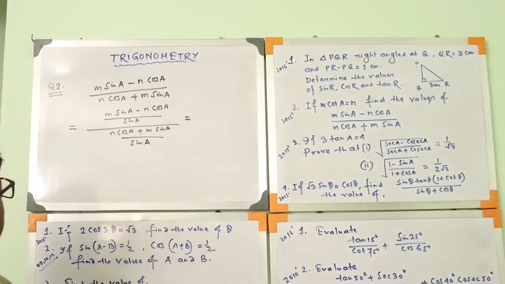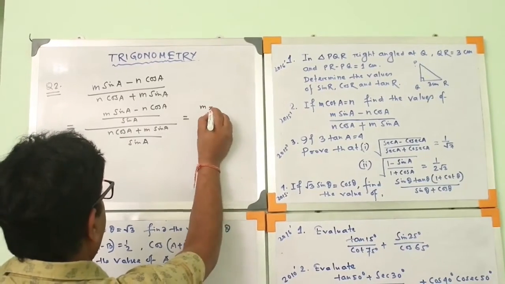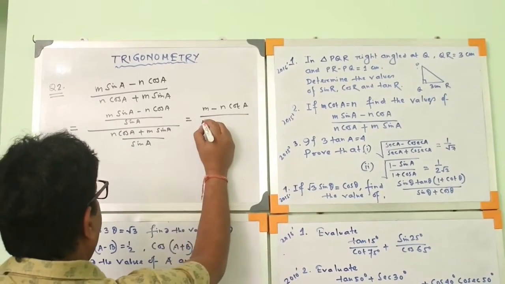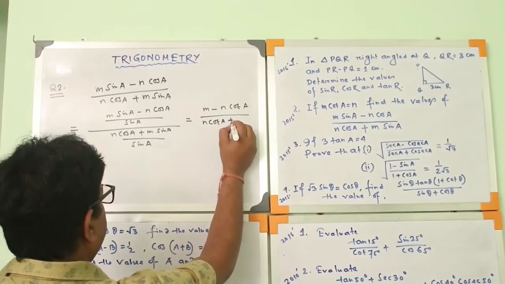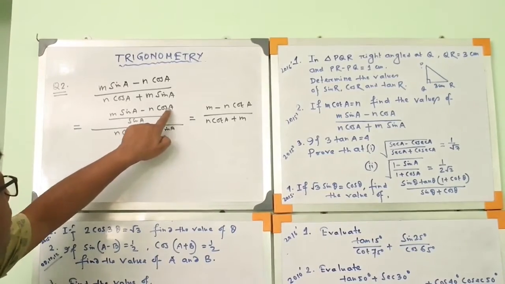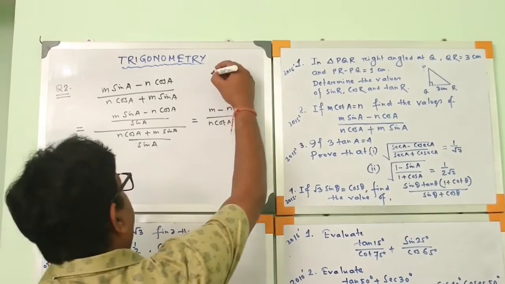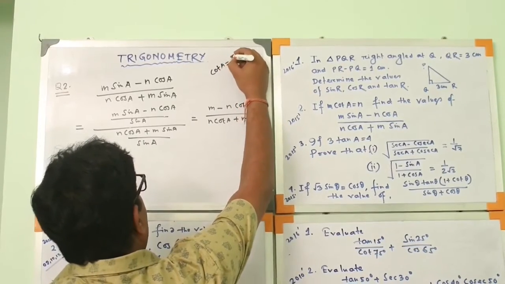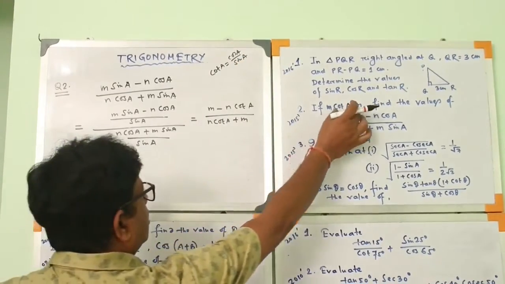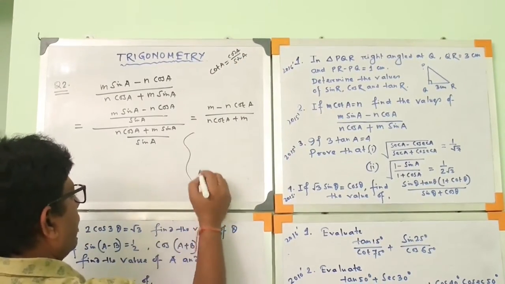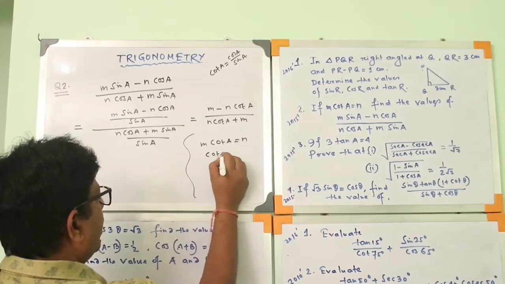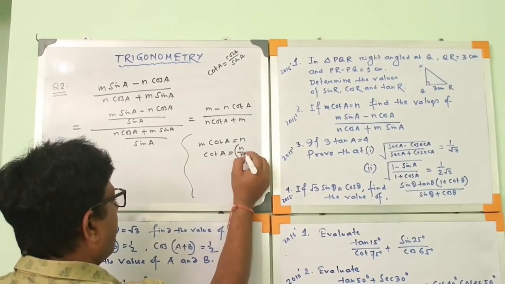So you will get m sin A by sin A means m, minus n cot A, and next one n cot A plus m. That means this sin A cancels, then ultimately you will get m minus n cos A by sin A, which means cot A. So cot A is another formula, which is equal to cos A by sin A. So from the first equation, m cot A is equal to n. So what will be the value of cot A? Cot A value is given as n by m.